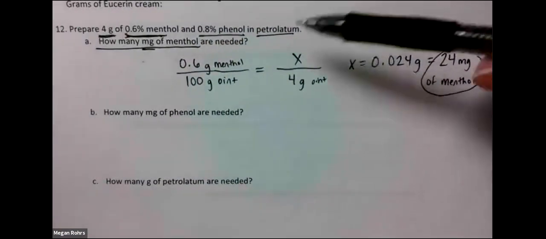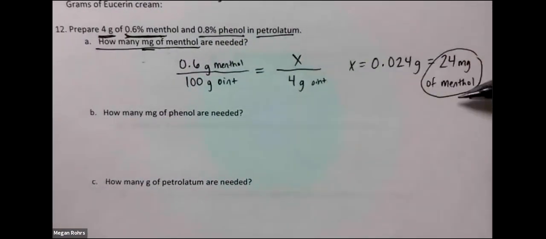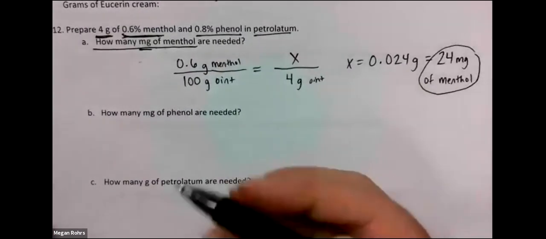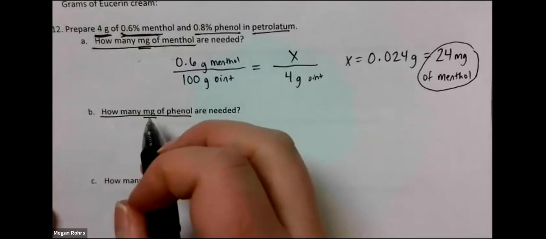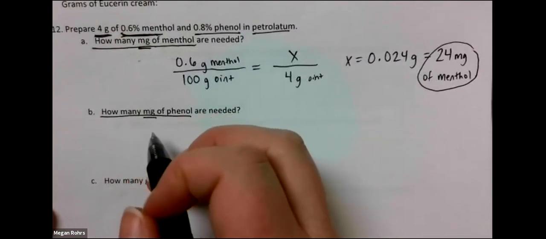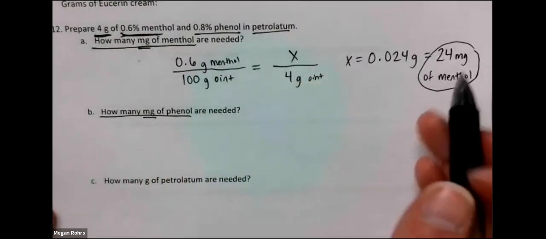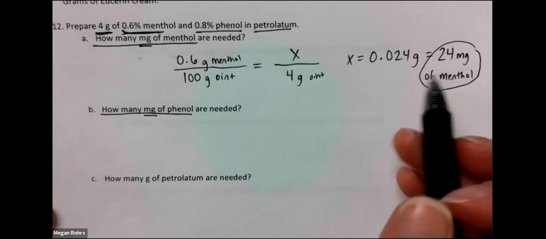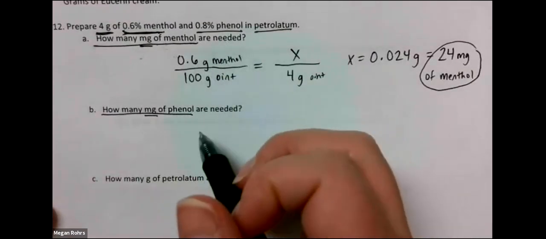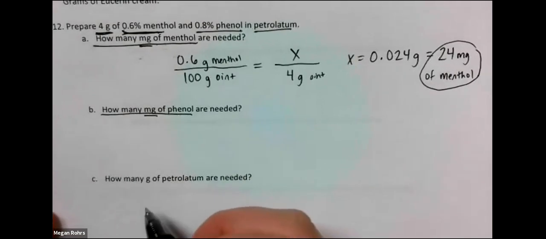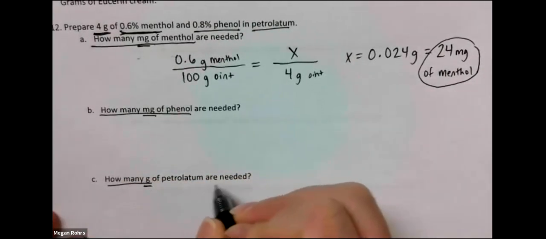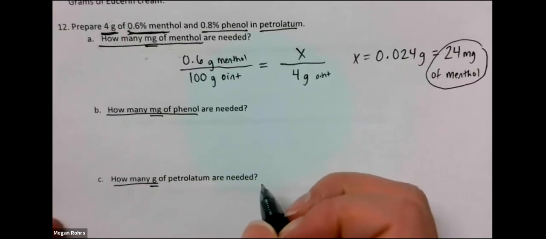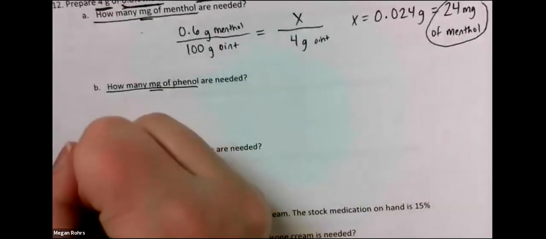So now, using A as a reference, I want you to solve for how many milligrams of phenol are needed. Don't forget, we're looking for milligrams. So once you do your conversion, you're going to have to convert into milligrams. Once you find your amount of phenol, then you should be able to find out how many grams of petrolatum are needed.